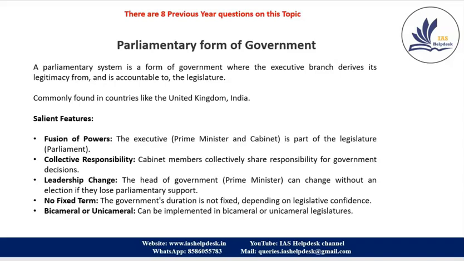Next, we have leadership change. Here, the head of the government, that is the Prime Minister, can change without an election if they lose parliamentary support, which means that there is a ready alternative government. In case the ruling party loses its majority, the head of the state can invite the opposition party to form the government. So this means an alternative government can be formed without fresh elections.